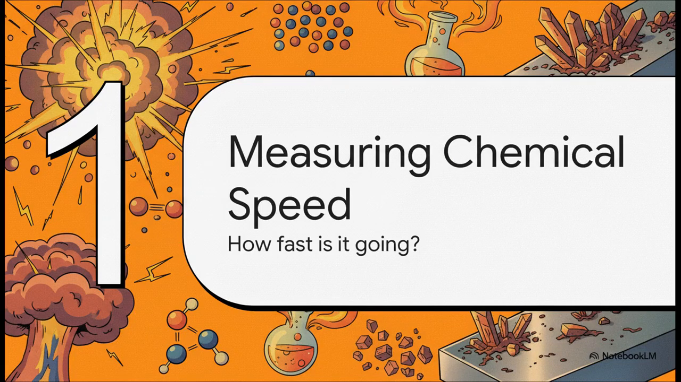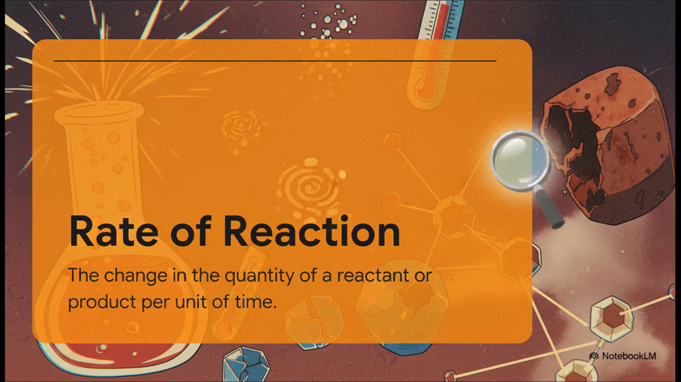Before you can control something, you have to be able to measure it. So how in the world do scientists actually put a number on how fast a chemical reaction is going? Well, it all boils down to this thing called the rate of reaction. And honestly, you can just think of it like chemistry's version of miles per hour. It's a way of measuring how quickly your starting ingredients, we call those reactants, get used up, or how fast your final stuff, the products, are being made over a certain amount of time.